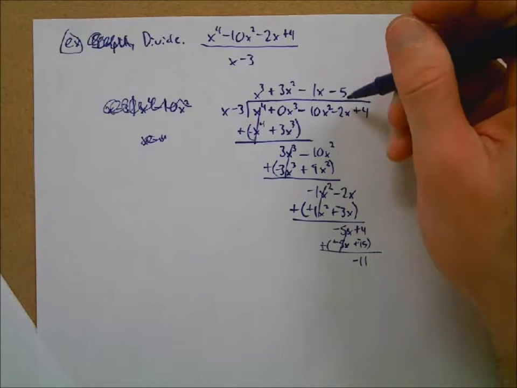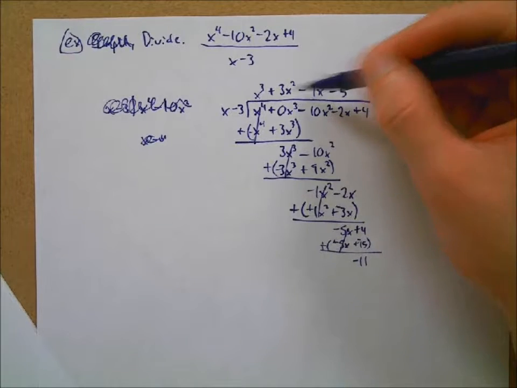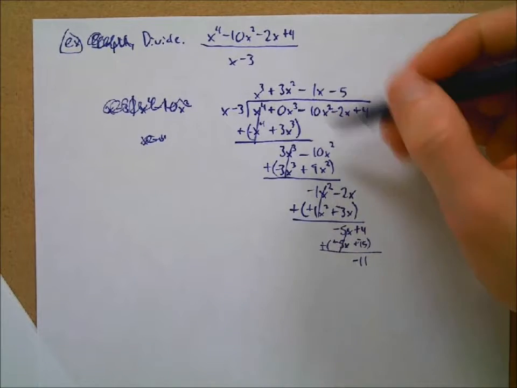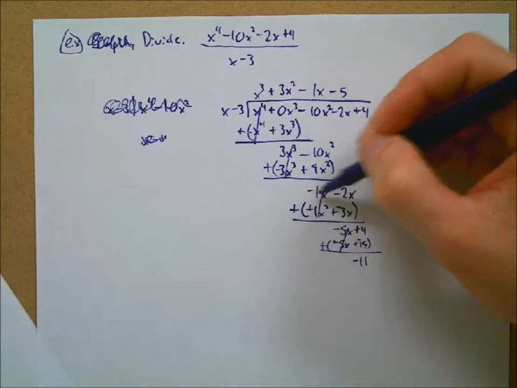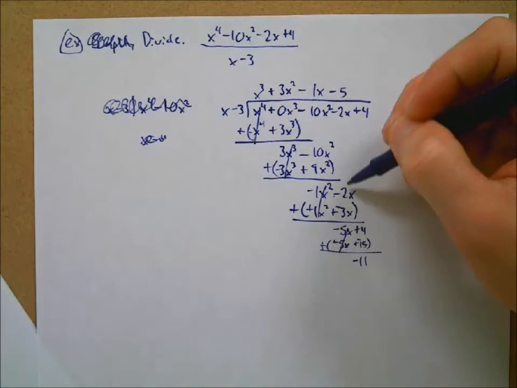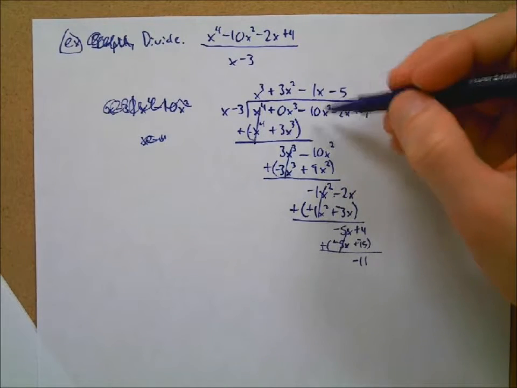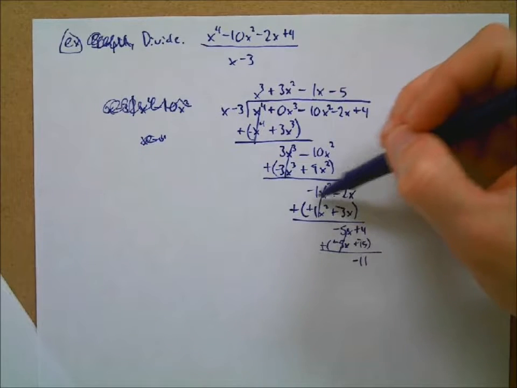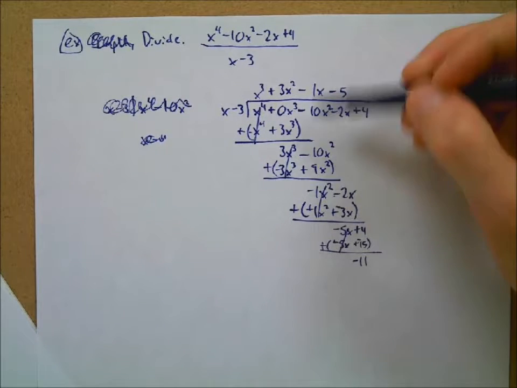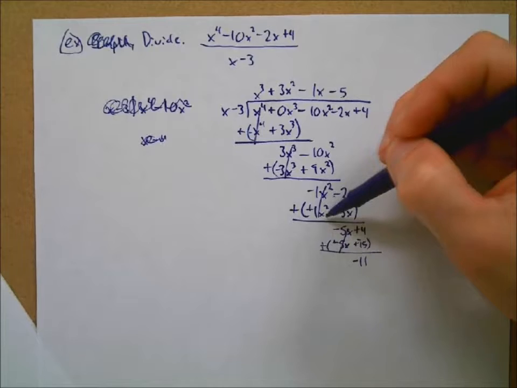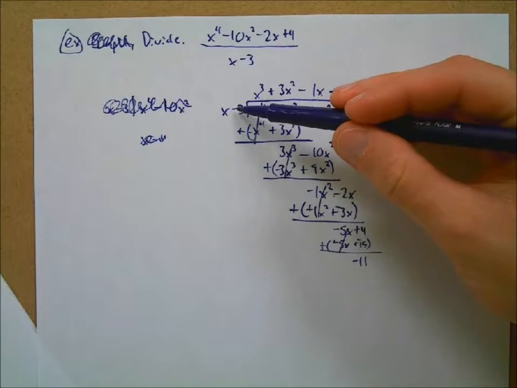So let's see, negative 1x. So we had negative 1x squared minus 2x, right? We brought down that minus 2x, okay? So I'm looking for, what times x gives me negative 1x squared? Negative 1x times x gives me negative 1x squared. And then negative 1 times negative 3 is positive 3, so plus 3x.